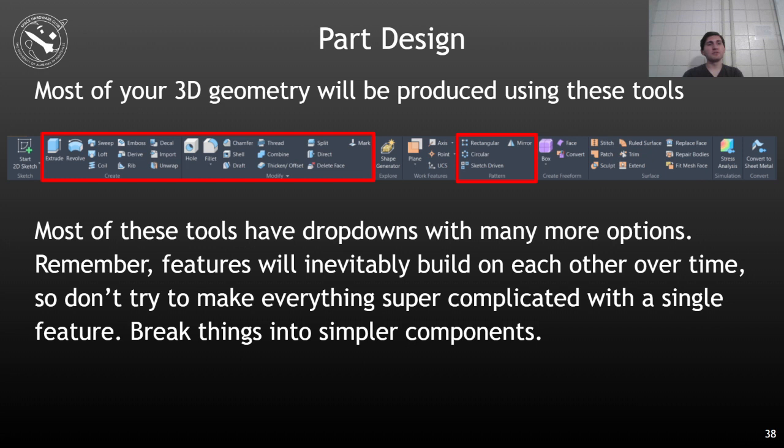So most of the tools that you'll need are going to be here. This little one right here called Extrude, and this one right here called Revolve. Those are probably going to be the two most common features that you use for pretty much everything. And then everything else are all kind of little details or other ways you can make solids out of things.